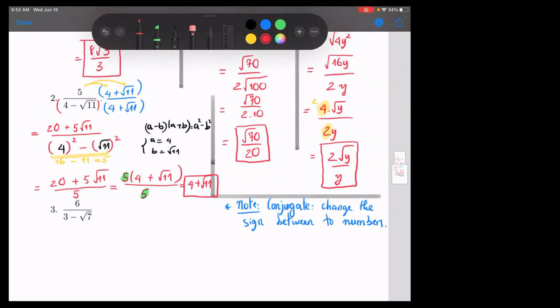Oh, you cannot. When you add radicals, they have to have the same radicand. Oh, because it's from the 5 square root 11. Yeah, there are two different things.